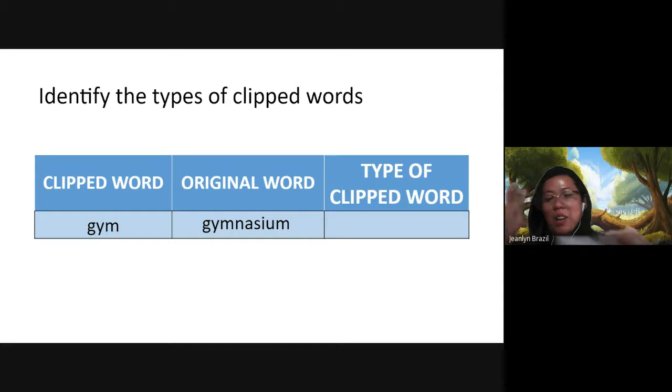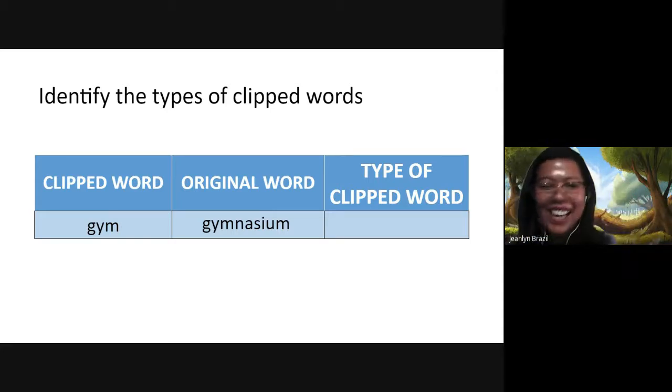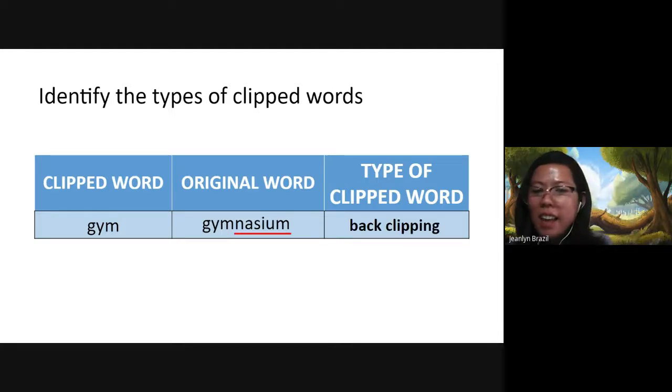Mamaya, mas maganda pala yung isulat na lang natin na ganyan, no? Para makita, ano? So, siguro mamaya. So, let's see. We remove nation. And the answer is back clipping. Sino ang mga tama sa number one? Sige nga. Okay, tama si Ava, si sino yon? Sino to? Si Precious, si Nestor, si Charisse, and si Shandy.